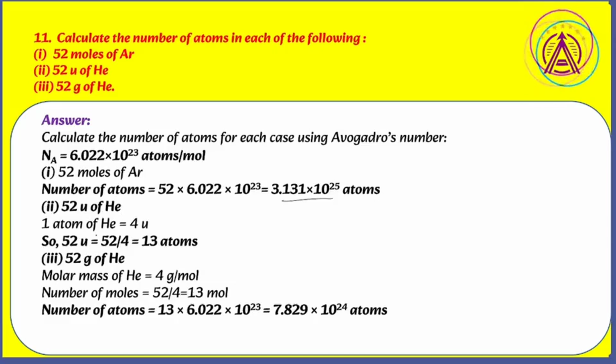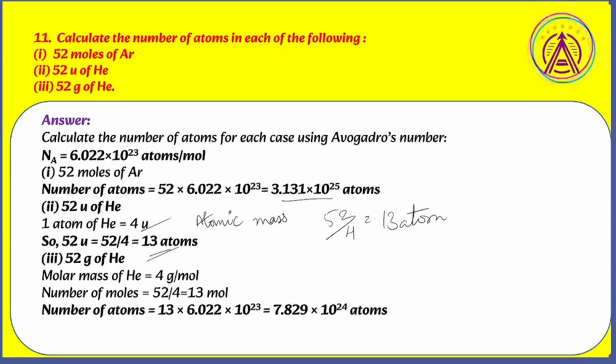Now we know one atom of helium is nothing but 4 unified mass. This is basically the atomic mass of helium, which is 4 unified mass. So 52 unified mass basically means how many atoms are there. It is nothing but 52 by 4, which is 13 atoms.